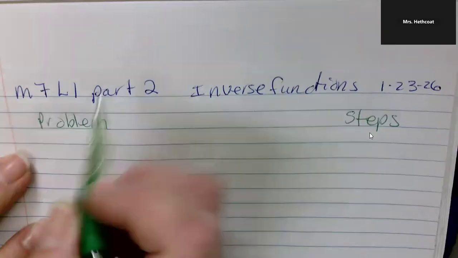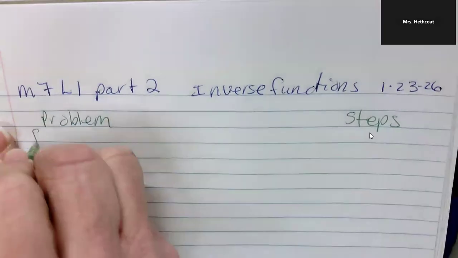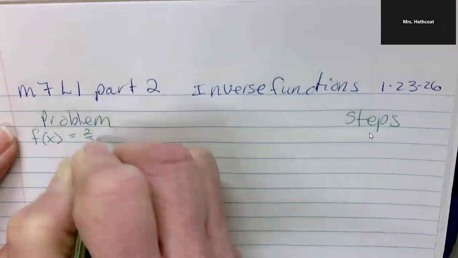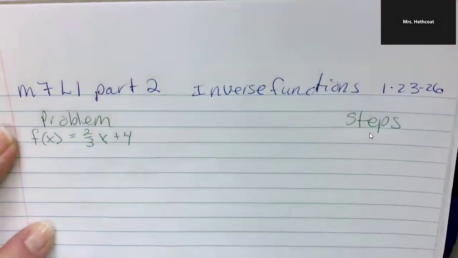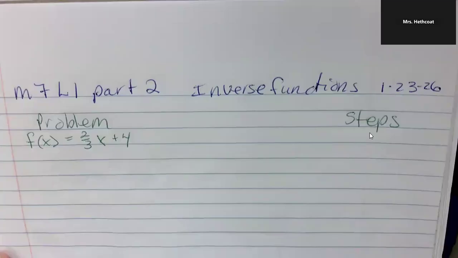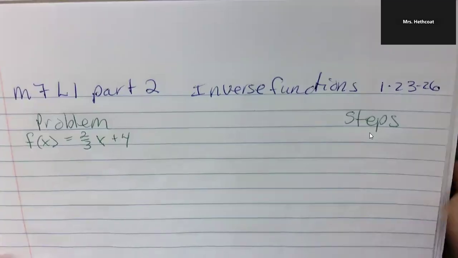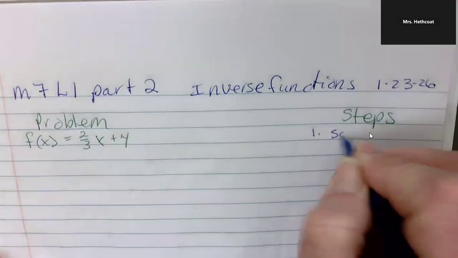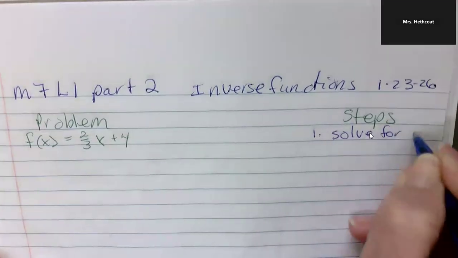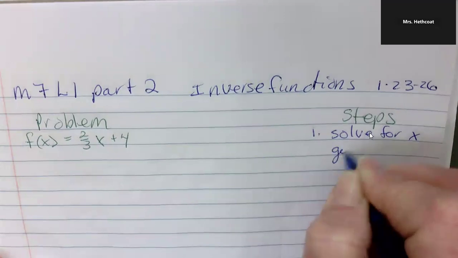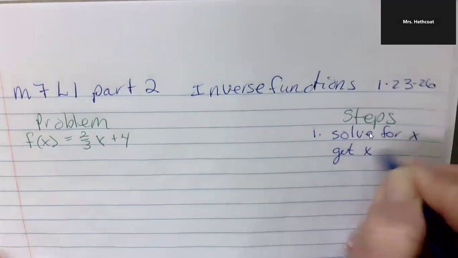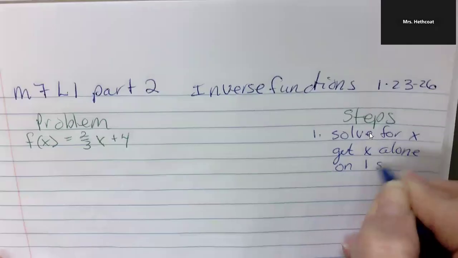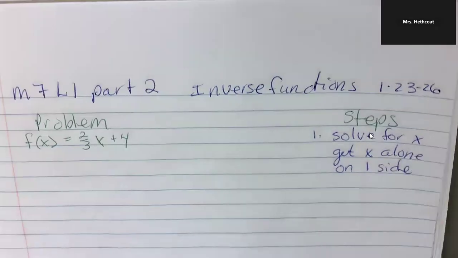Our problem is f of x equals 2 over 3x plus 4. The directions are to find the inverse and then to use composition to verify it. We're going to start with step 1, which is to solve for x, which in case you forget means to get x alone on one side of your equation, on one side of your equal sign.